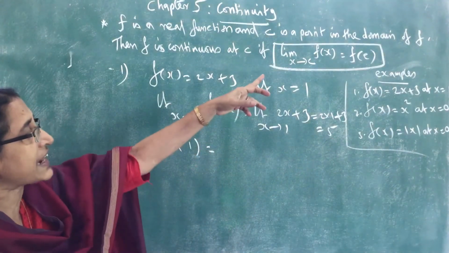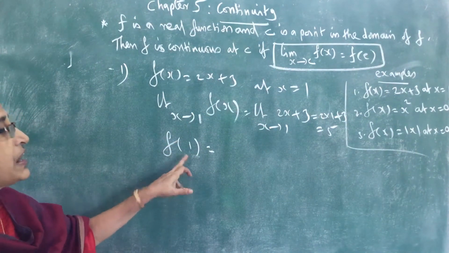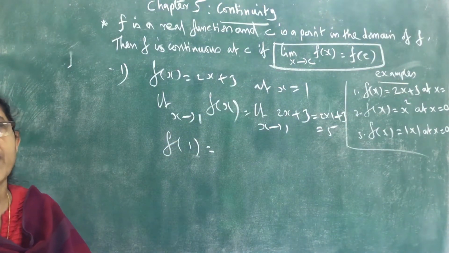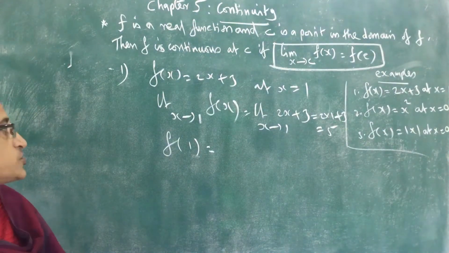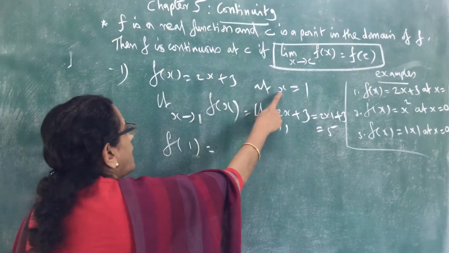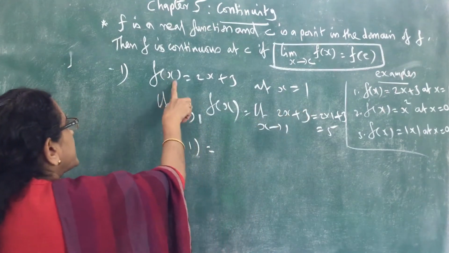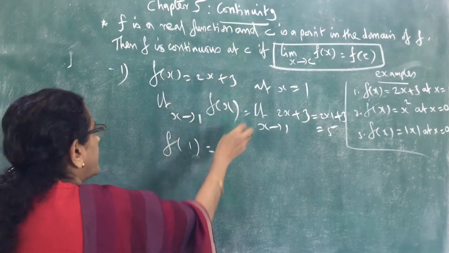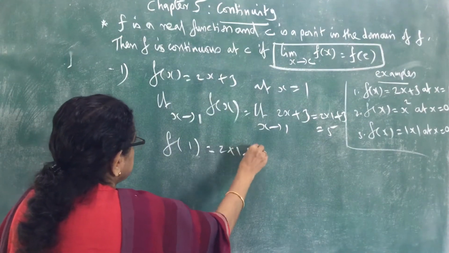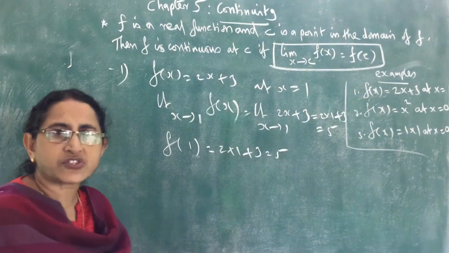Now we have to find the right hand side, that is f of 1. What is the value of the function f of x when x is equal to 1? So we directly substitute. In the place of x, we have to substitute 1. So f of x is 2x plus 3. So what is f of 1? In the place of x, put x equal to 1. So that is also 5.